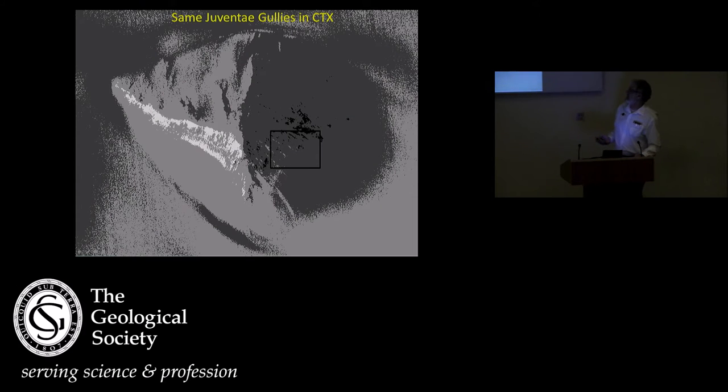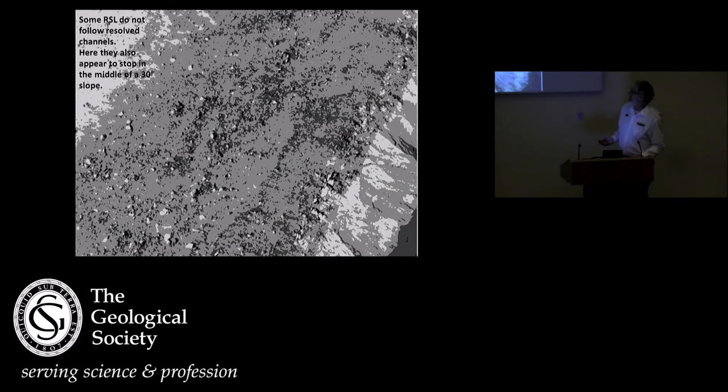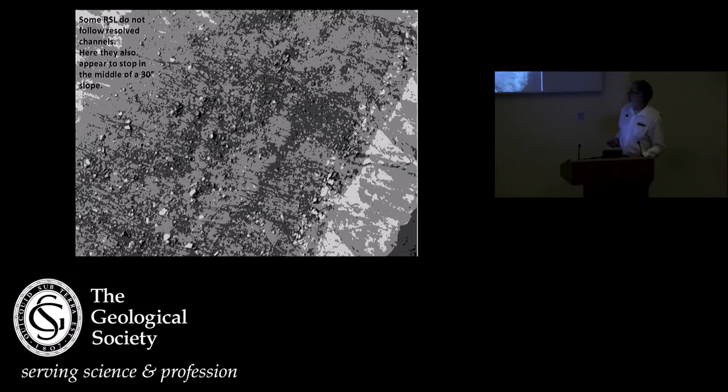Here's what this looks like in CTX. Those are a little more distinct. Here's the HiRISE browse image, just to get an overview of this hill here. There are small gullies and RSL on all sides, here, here, here, there, everywhere. All around this thing are small gullies and RSL. They extend almost to the top of this hill. And there are other hills like this. I'll come back to the site later.